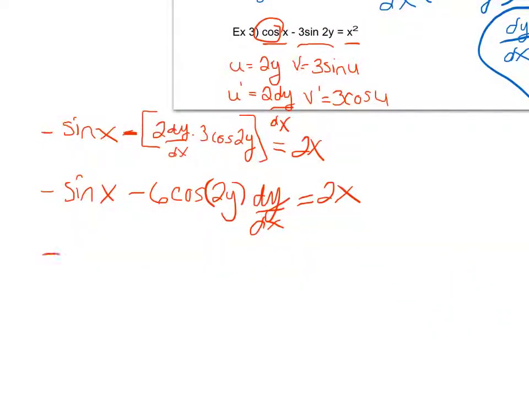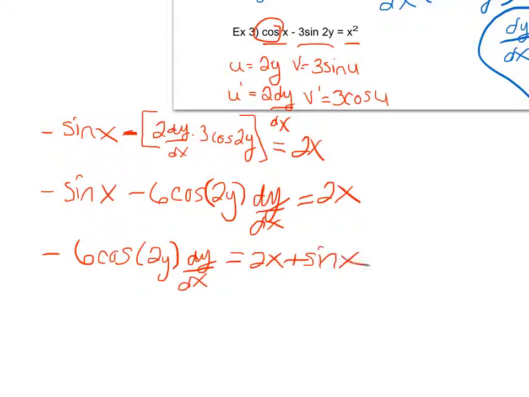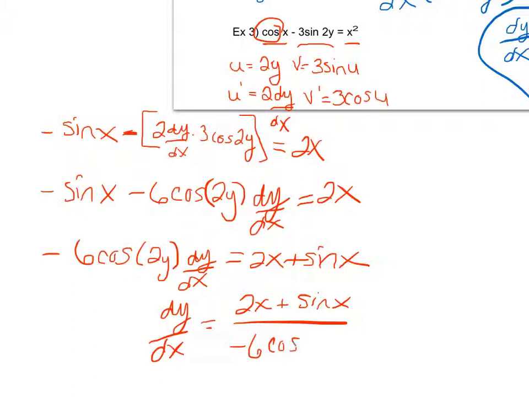So I'm going to go ahead and add sine x, and I'll be left with negative 6 cosine of 2y dy dx equals 2x plus sine x. And I will divide by negative 6 cosine 2y, giving me dy dx equals 2x plus sine of x all over negative 6 cosine of 2y.